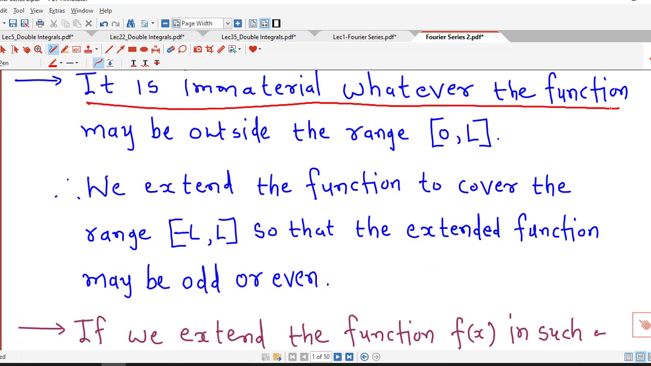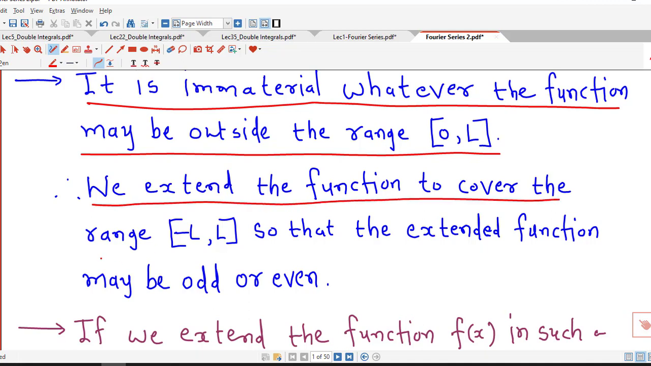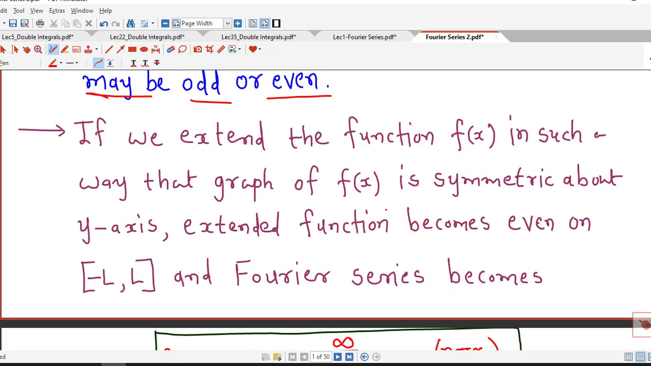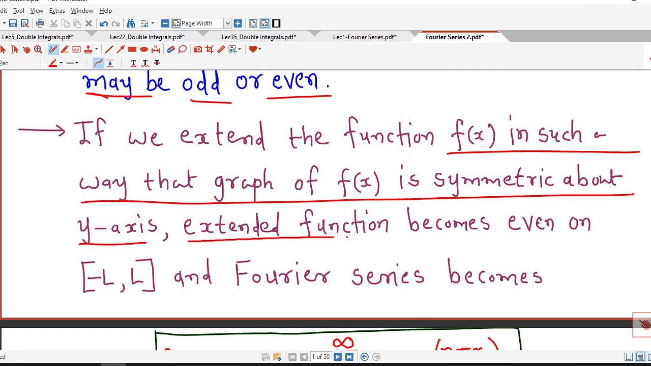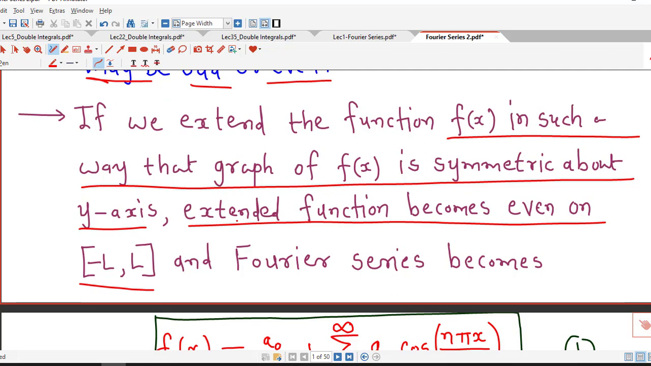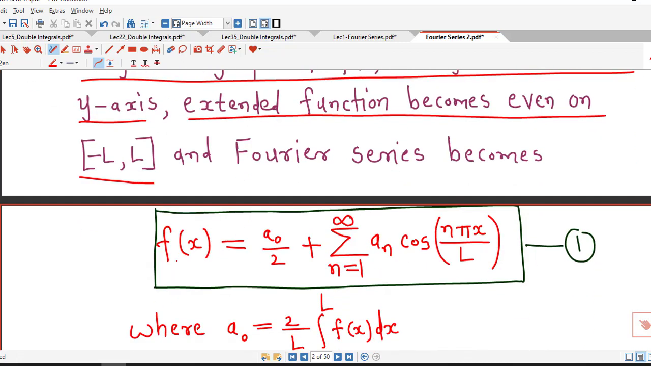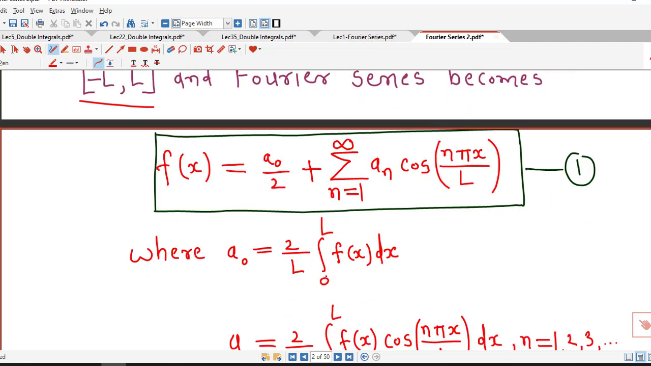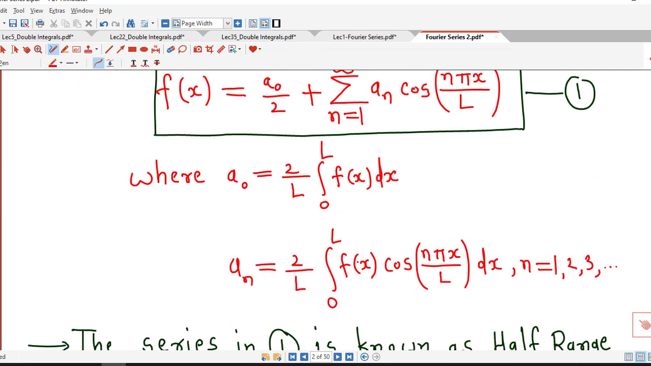It is immaterial whatever the function may be outside the closed interval 0 to L. Therefore we extend the function to cover the range minus L to L so that the extended function may be odd or even. If we extend f(x) in such a way that its graph is symmetric about the y-axis, the extended function becomes an even function on the closed interval minus L to L. As discussed in the previous two lectures, the Fourier series of an even function is given by f(x) equal to a0 by 2 plus sigma a_n cos(n pi x by L), where a0 is 2 by L integral from 0 to L f(x) dx, and a_n equals 2 by L integral from 0 to L f(x) cos(n pi x by L) dx, with n from 1 to 3 and so on.